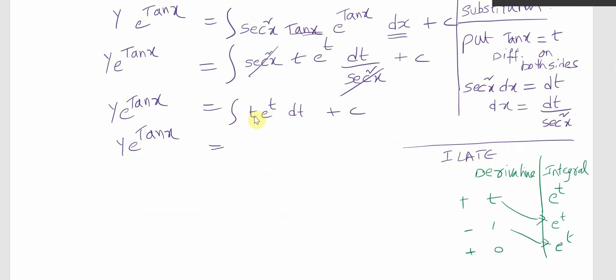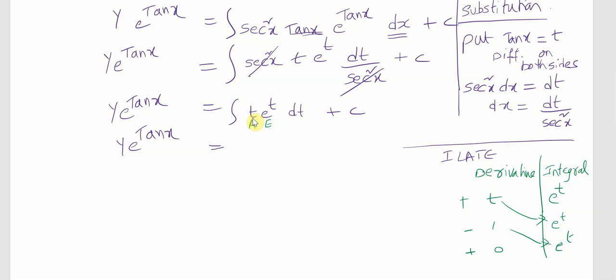So this is the integration of a product of two functions. So we need to follow ILATE: I for inverse trigonometric, L for logarithmic. There is no logarithmic here. A for algebraic, yes, t is algebraic. So this is the first function because it is algebraic, and e power t is exponential. So A comes first here, so we take t as the first function and e power t as the second.